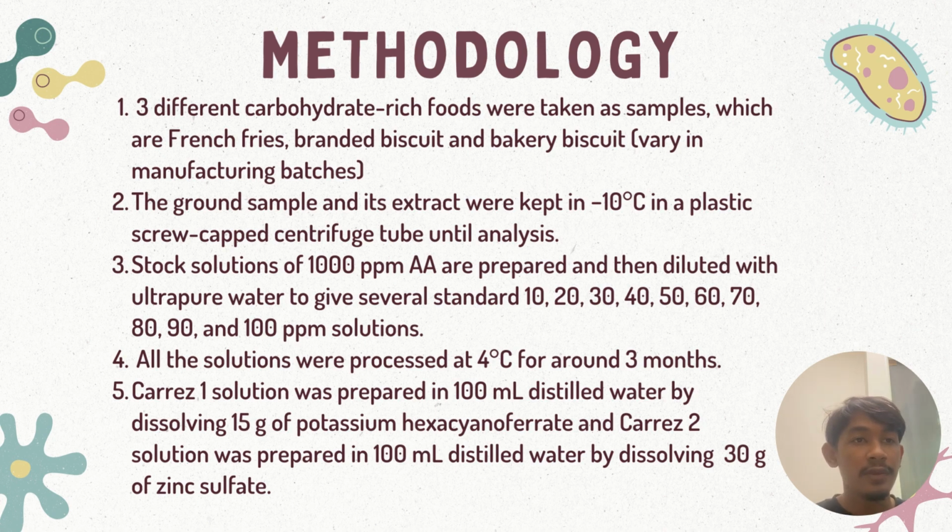Today I want to present my section as methodology and conclusion. First, two different carbohydrate-rich foods were taken as samples, which are French fries, branded biscuits, and bakery biscuits. The ground sample and its extract were kept at negative 10 Celsius in a plastic screw cap centrifuge tube until analysis. Then, a stock solution of 100 ppm acrylamide was prepared and then diluted with ultra pure water to give several standard solutions from 10 until 1000 ppm.